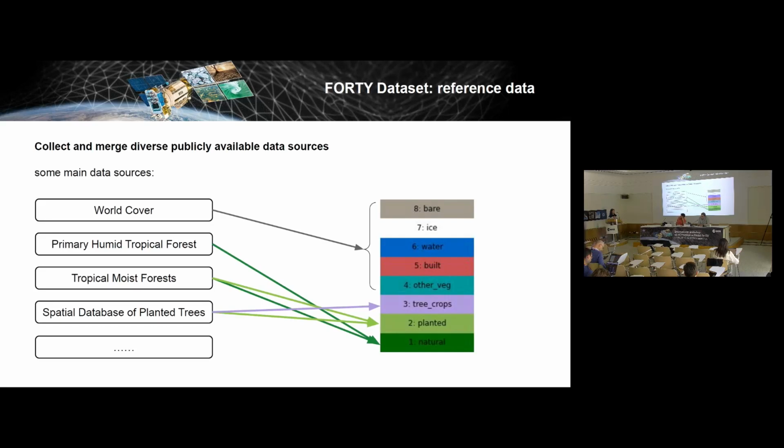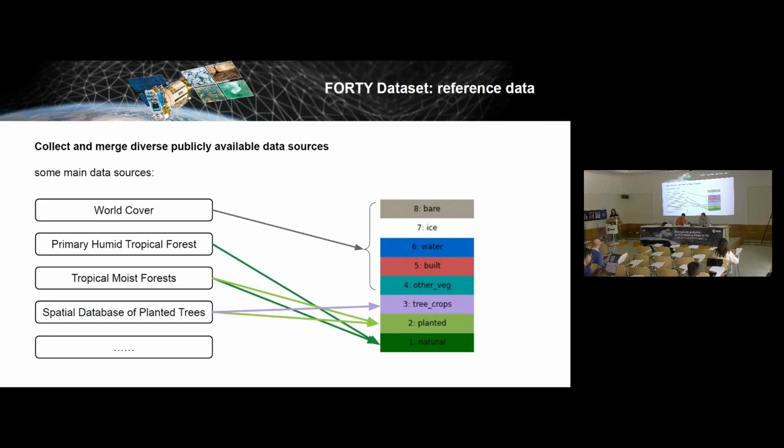And for tropical moist forests, we use different layers in this database in order to get labels for both natural and planted forest. And for this spatial database of planted forest, we use its labels of planted and tree crops to construct our own labels. And of course, there are many other data sources that we use, but not listed here.